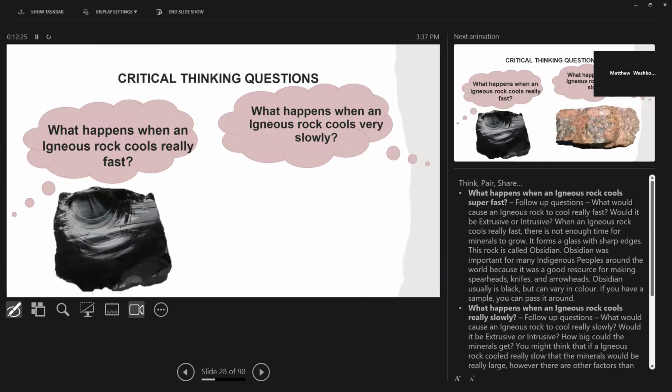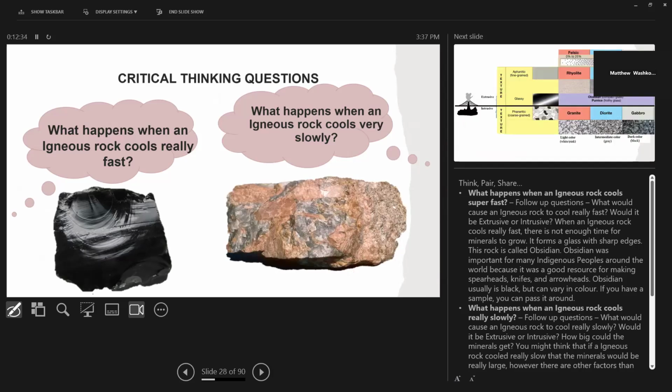So what happens when an igneous rock cools really fast? Well, you can see here, there's not a lot of grain. You can't really make out the grain very well, right? It's glass, it's obsidian. Over here, when it cools slowly, look at the grain sizes of this. Huge, right?